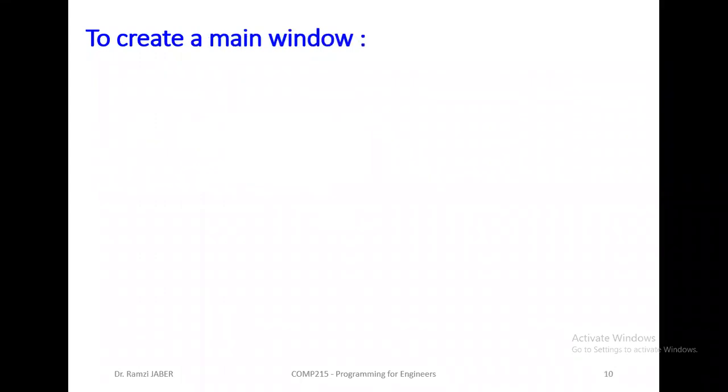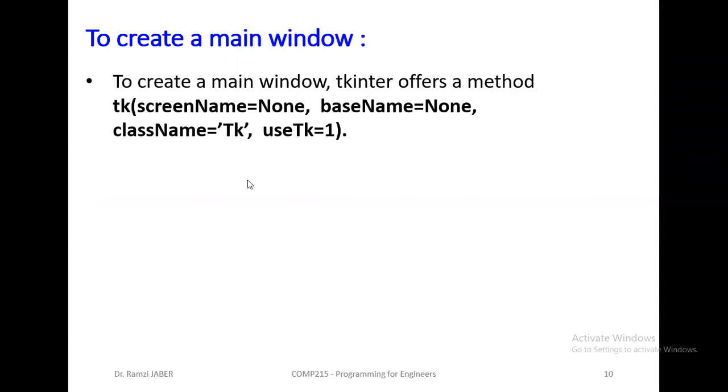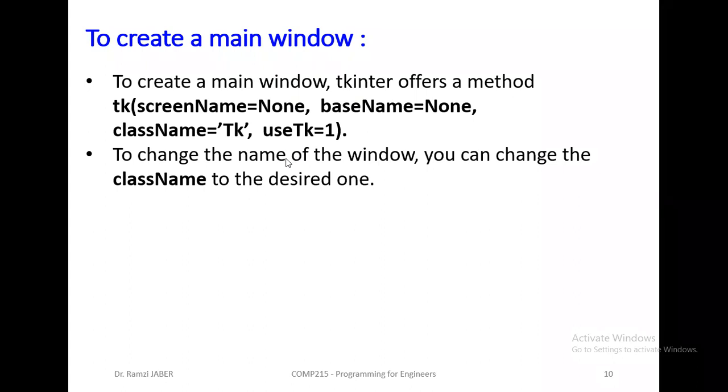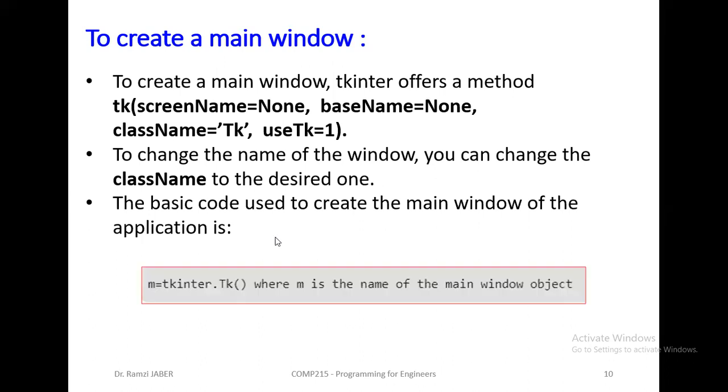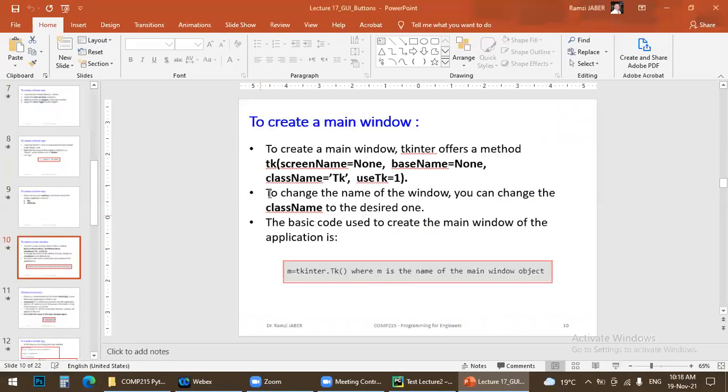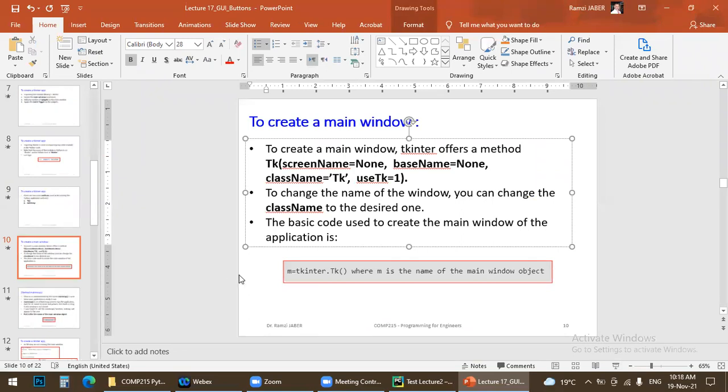Now, let's start creating a main window. How to create a main window? To create a main window, tkinter offers a method Tk(screenName, baseName, className, useTk), whatever. We need to talk only about className in this lecture. To change the name of the window, you can change the class name to the desired one. So you need to write m = tkinter.Tk(), as you can see here, with capital T, not small t.